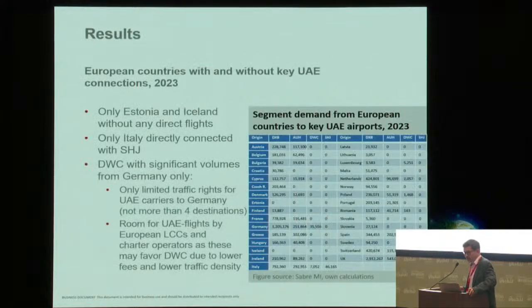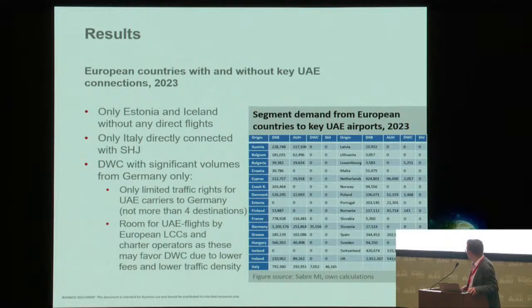We found that the only European countries without any direct flights to the UAE, and I was surprised here, are Estonia and Iceland. All other European countries, we have defined Europe as EU, UK, and the EEA countries, Norway and Iceland, and Switzerland, have direct flights except for Estonia and Iceland. Interesting also, only Italy is directly connected with Sharjah.